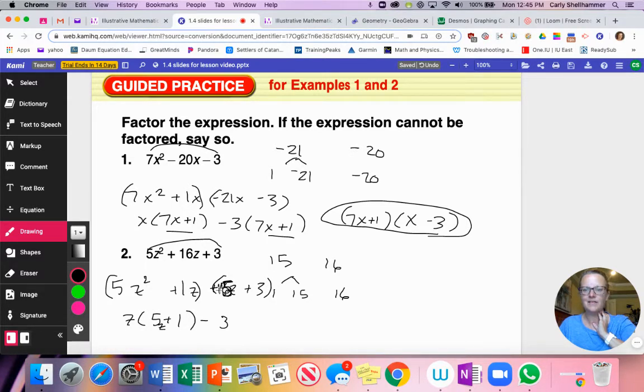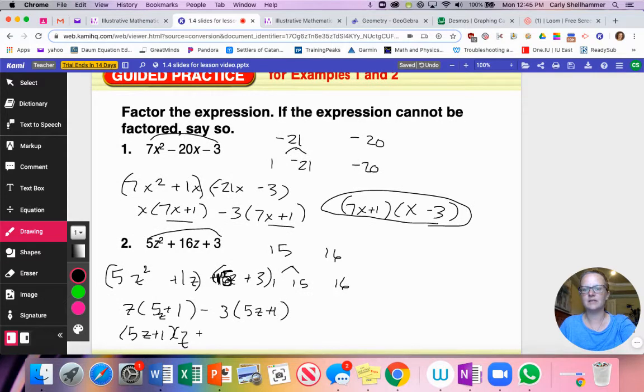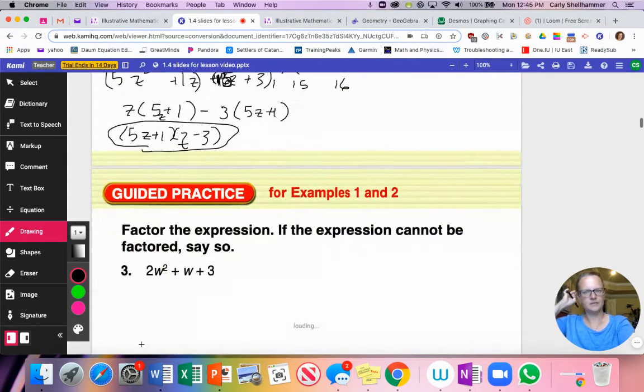You guys probably already caught that though. So if I factor out a 3, I get 5z plus 1. 5z plus 1 matches, so factor that out, and z minus 3. Okay, got it. Let's move on.